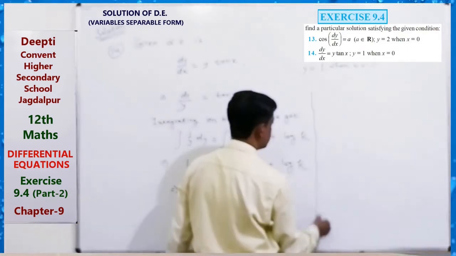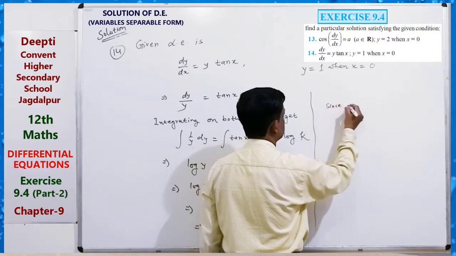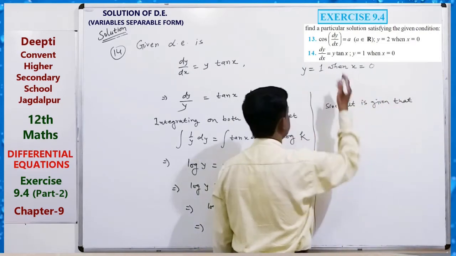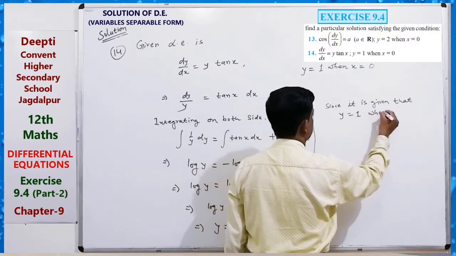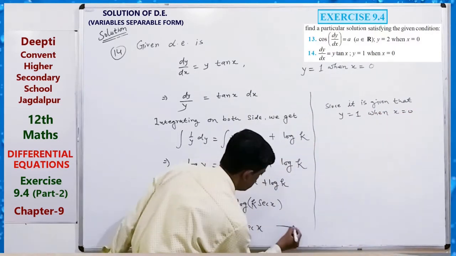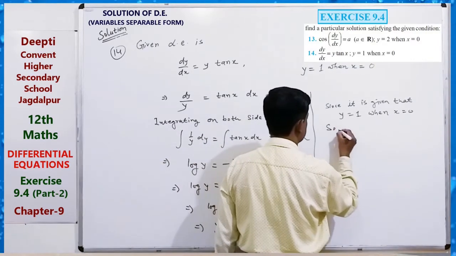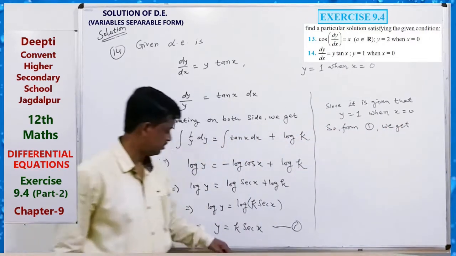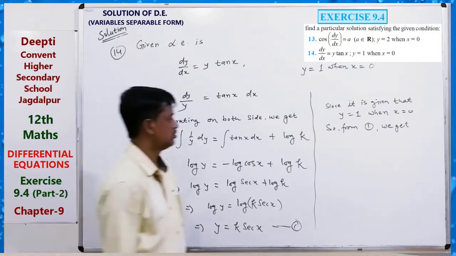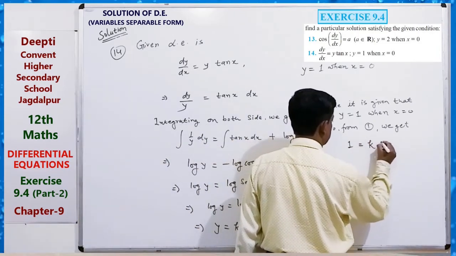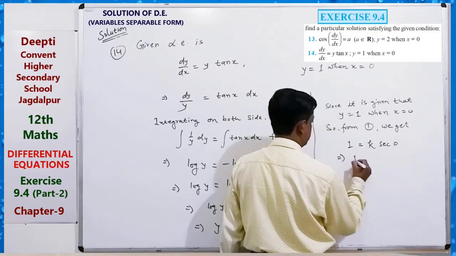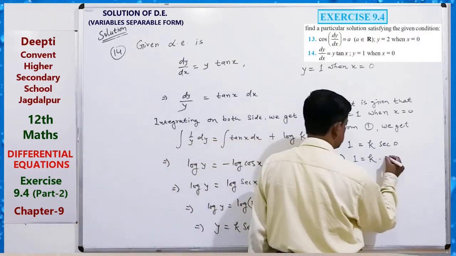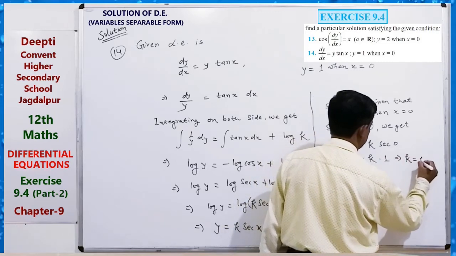Since it is given that y equals 1 when x equals 0, from this equation y is 1 at x is 0, so 1 equals k sec of 0. Sec 0 means what? 1 equals k, because sec 0 equals 1. So k equals 1.